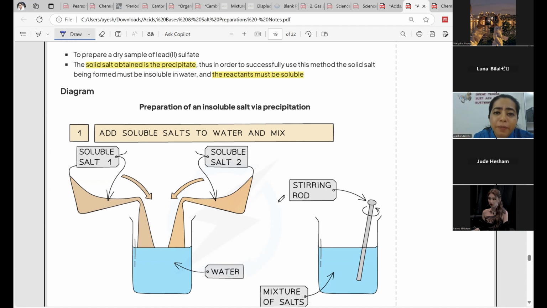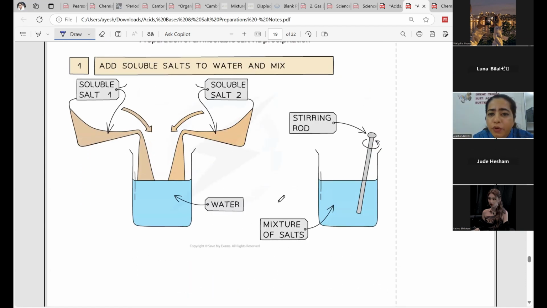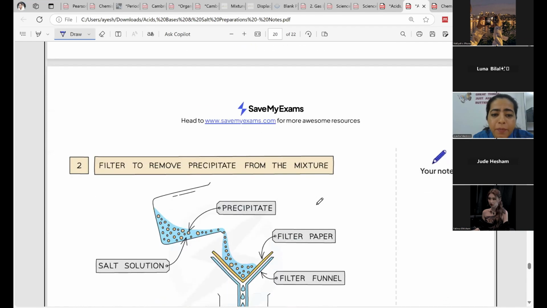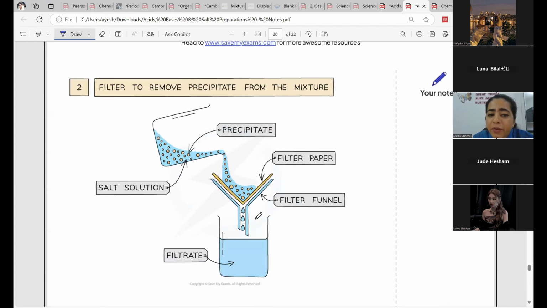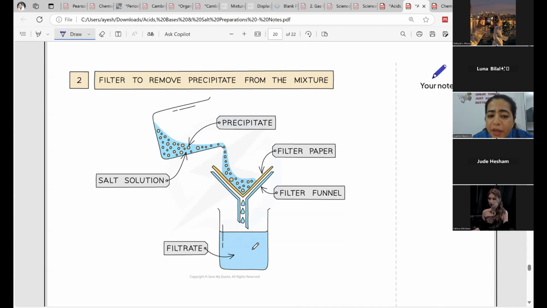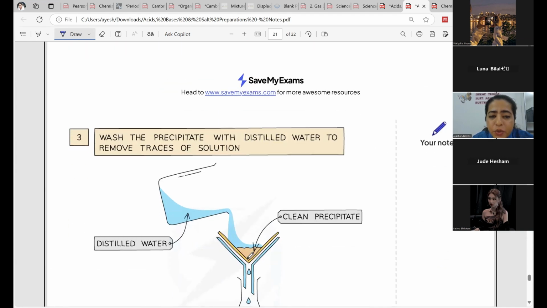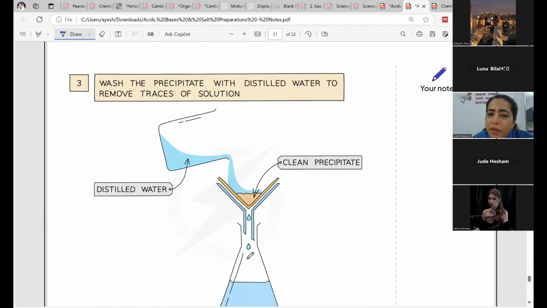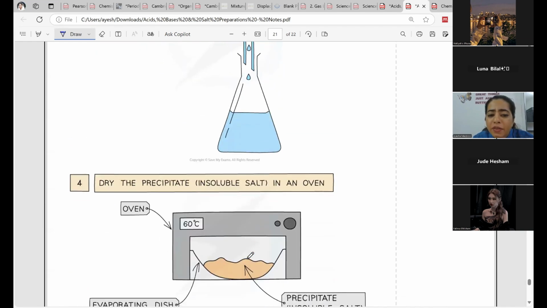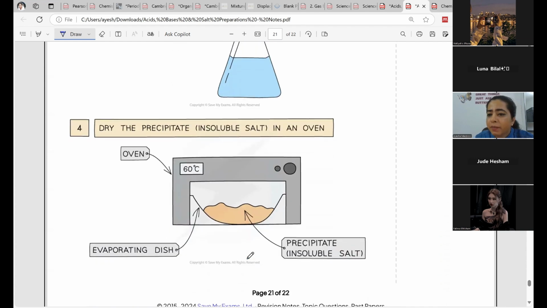So after mixing them, what we are going to do is first of all stir them properly, mix them, then just filter them so that we can collect the precipitate separately, and the solution will be separate. Then after getting the precipitate, we can wash it with water, clean the precipitate, and then dry it in the oven as well. Because this is not going to break down, it is an insoluble salt, that's fine. You can dry them in an oven at low temperature, not very high temperature, or you can dry them between filter paper as well.